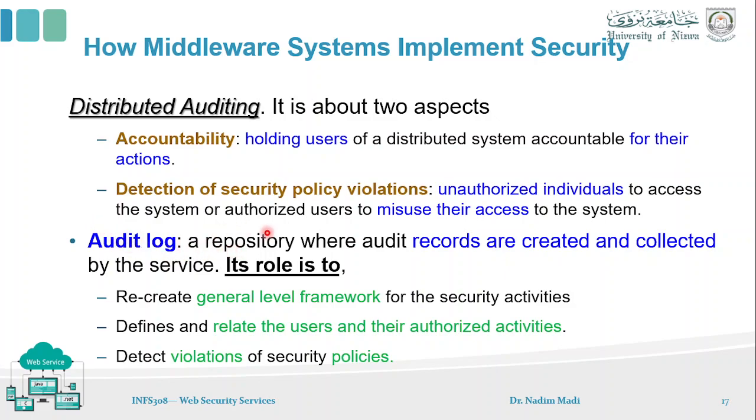That's a repository where different categories of events are recorded, created, collected and saved in an archiving manner. The main role of the log, as you can read here, is that it creates a general level of the framework. It defines the related users and their authorized activities, trying to recheck and re-emphasize on each user what its authorized activities are. Also it detects violations of the security policies.